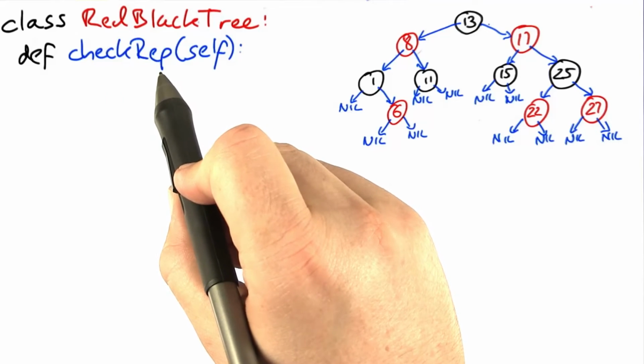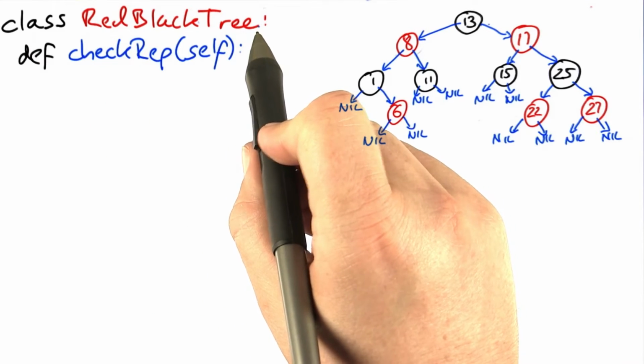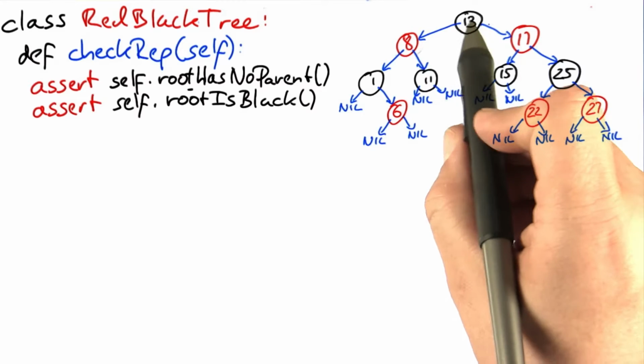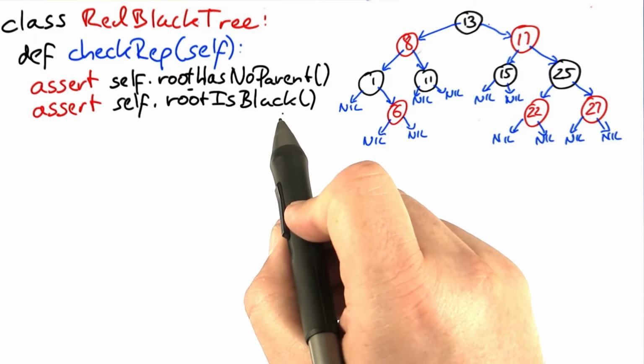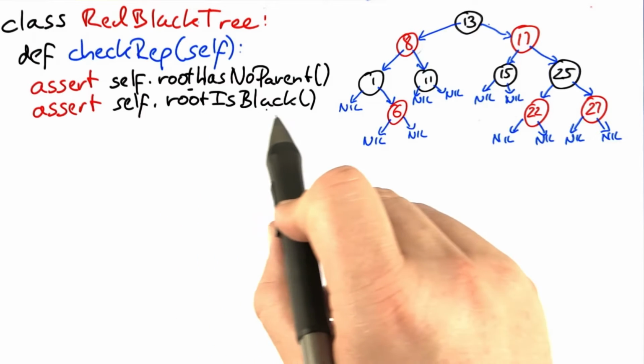So here's our invariant checker for the class red-black tree. You want to make sure that the root node is black. You can make a mistake, say move that subtree up here, and all of a sudden the root becomes red. This assertion will take care of this.